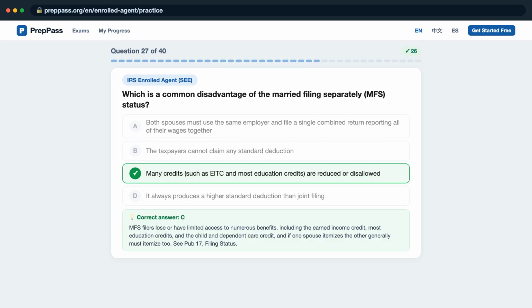The correct answer is C. MFS filers lose or have limited access to numerous benefits, including the Earned Income Credit, most education credits, and the Child and Dependent Care Credit, and if one spouse itemizes, the other generally must itemize too. See PUB 17, Filing Status.